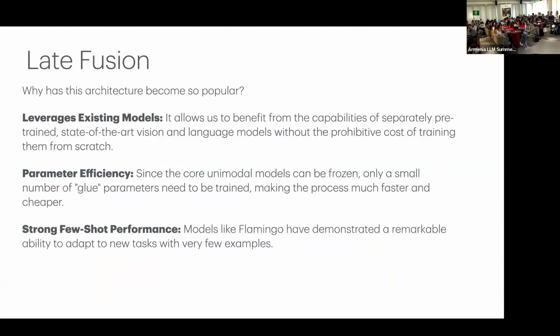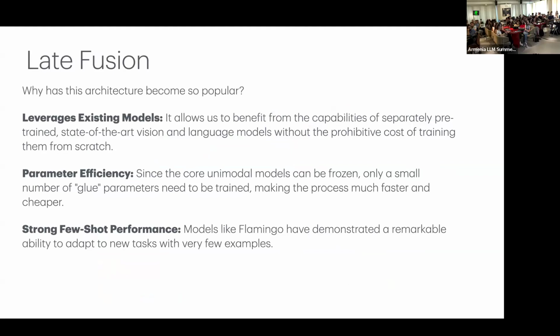And so why did this become so popular? The truth is that this became primarily popular in the open source, because in the open source, people don't have too much compute. So it allowed you to pick up massive models that were trained with massive amounts of compute, and with very little training of these glue layers, you could train actually very, very cool models.